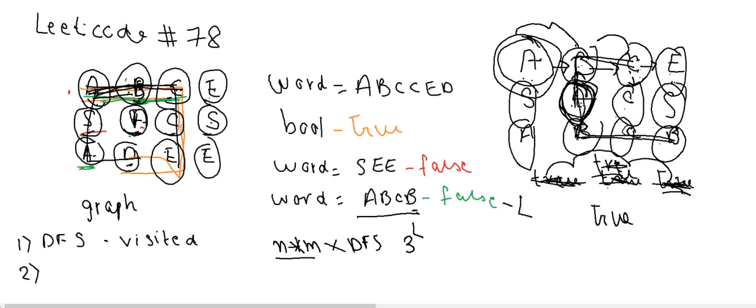And what is the space complexity? So we are using a visited array whose size will be n cross m. And what else are we going to use? The recursive call stack for DFS, right?